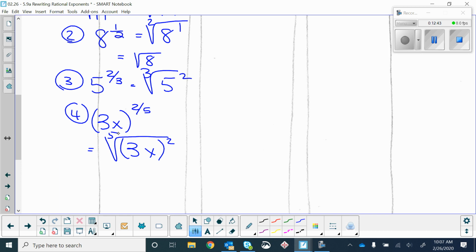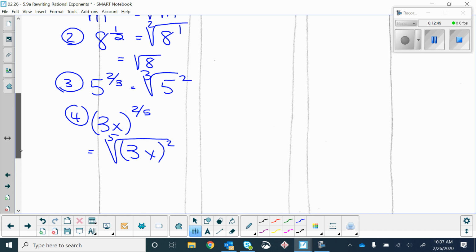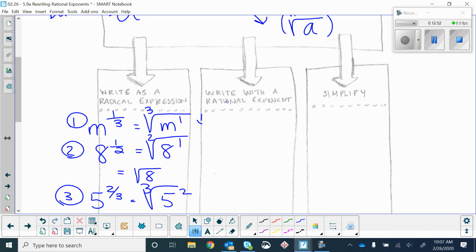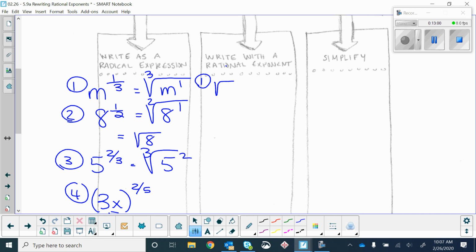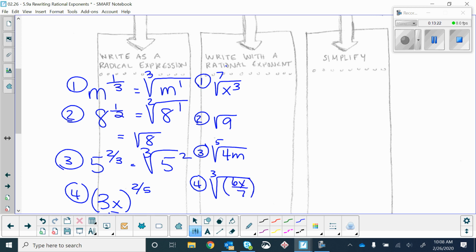Now we're going to go the other way. I'm going to give you radicals. You're going to rewrite it as a base with a rational exponent. So I'm just going to write them all down and you do them, and then I'll ask a few of you to come show what you're doing. The 7th root of x cubed. The square root of 9. The 5th root of 4n. And the 3rd root of 6x over 7 squared.